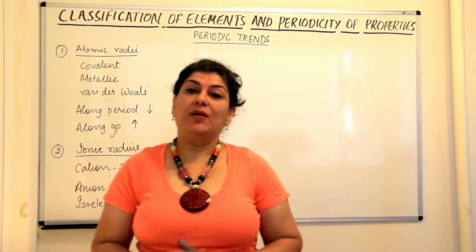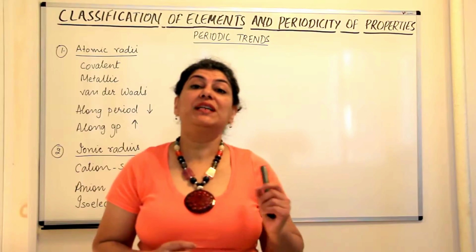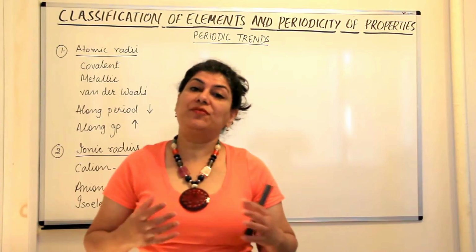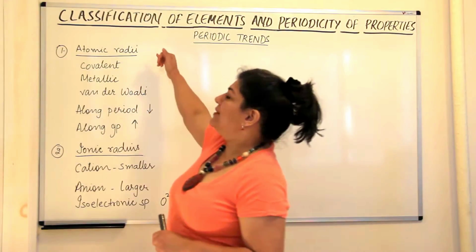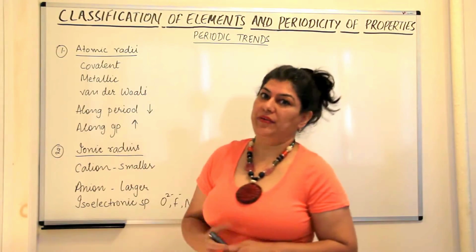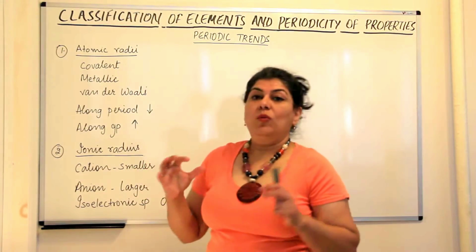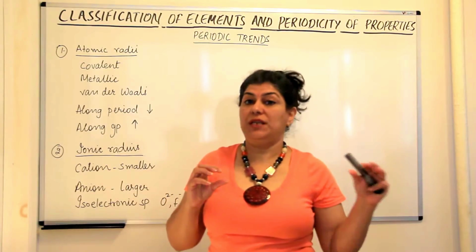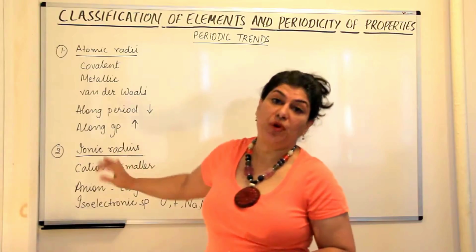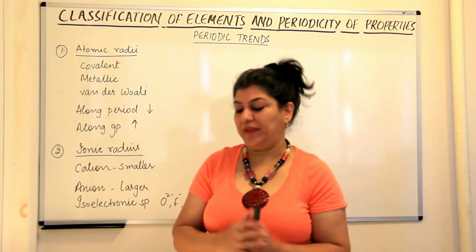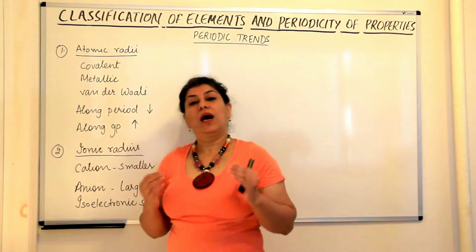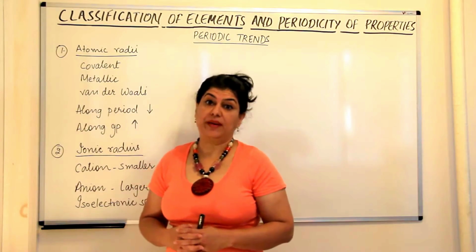In this video, I'm going to discuss periodic trends in physical properties. The physical property that we'll deal with in this video is atomic radii and ionic radii. What is the trend that we observe in the periodic table when we observe these properties, that is the atomic radii? But before we talk of the trend, we must know how we calculate these atomic radii.